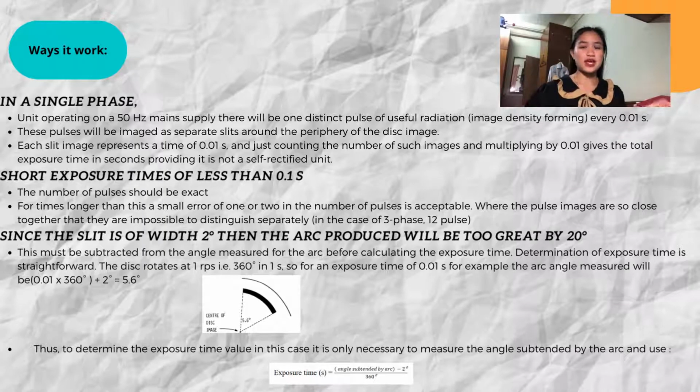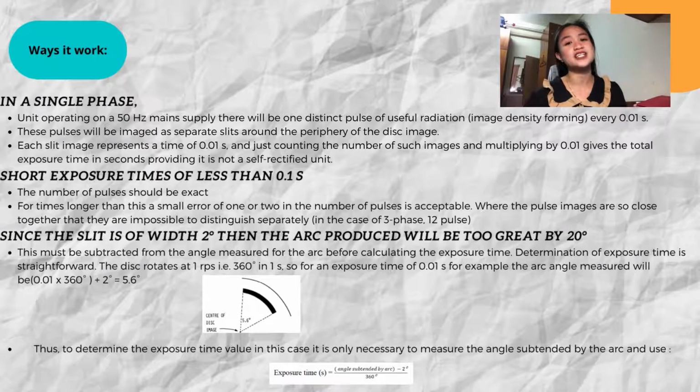In a single-phase unit operating on a 50 Hz mains supply, there will be one distinct pulse of useful radiation, which is image density forming, every 0.01 second. These pulses will be imaged as separate slits around the periphery of the disc image. Each slit image represents a time of 0.01 second, and just counting the number of such images and multiplying by 0.01 gives the total exposure time in seconds, provided it is not a self-rectified unit.